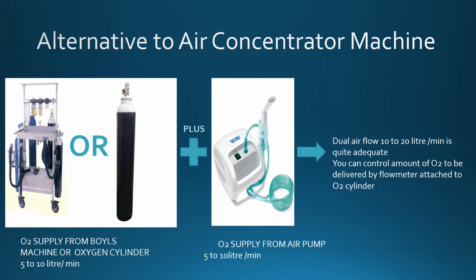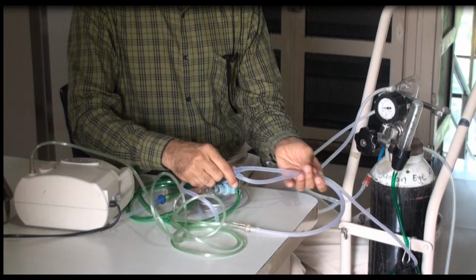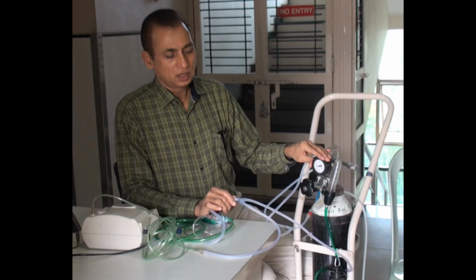If you don't have an oxygen concentrator machine, or even if you have one, you must have a backup of another source of air or oxygen in case of electrical failure when your O2 concentrator stops working. In such a case, you can use the air pump of a nebulizer machine and an oxygen cylinder from Boyle's apparatus. Use a T connector or Y tube to connect both to the inlet of the breathing circuit. The air pump will give ambient air and the oxygen cylinder will supply oxygen. The dual supply will be adequate for the patient.